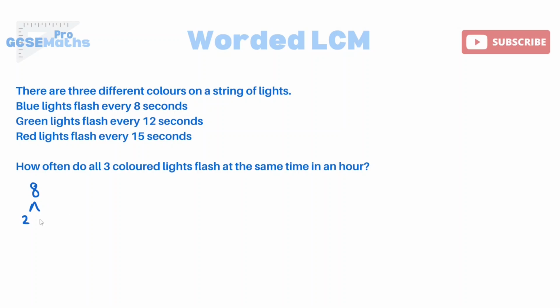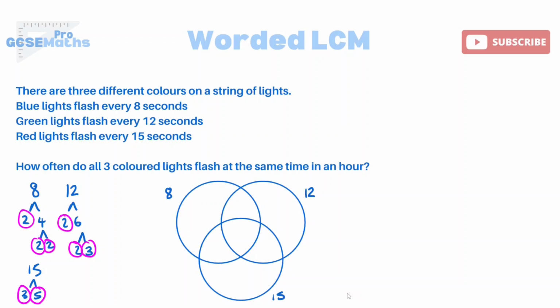So I need to do the product of prime factors for all 3. So the 8 is 2 and 4, and then 2 and 2. 12 is 2 and 6, then 2 and 3. And 15 is just 3 and 5. We get our Venn diagrams, but now we're obviously going to have 3 circles. So we start off with the very middle, anything that all 3 of them have in common, in this case actually nothing. Then I move out to the other overlaps between each 2, so between 8 and 12, we've got 2 pairs of 2.